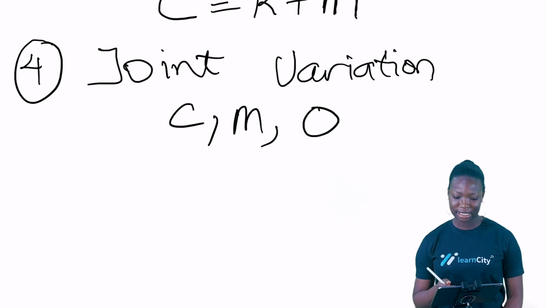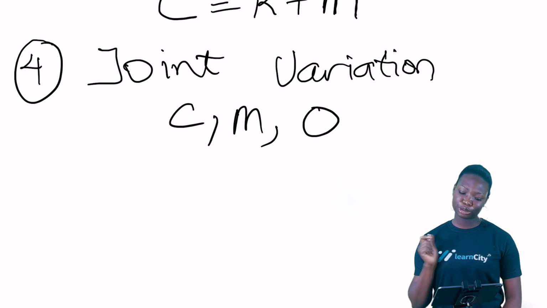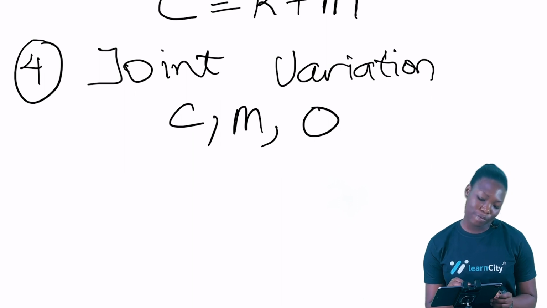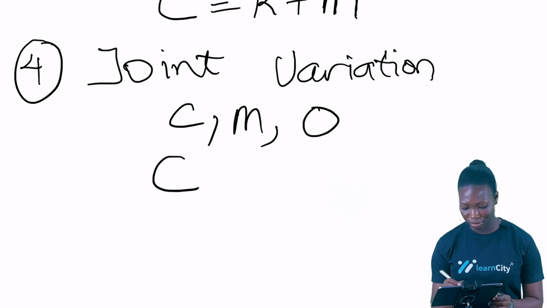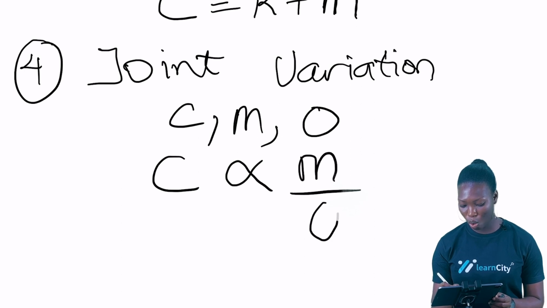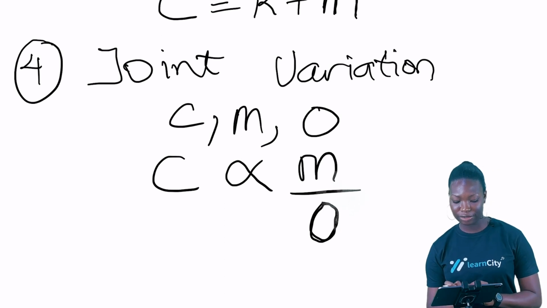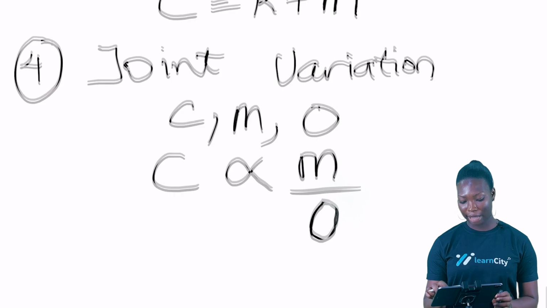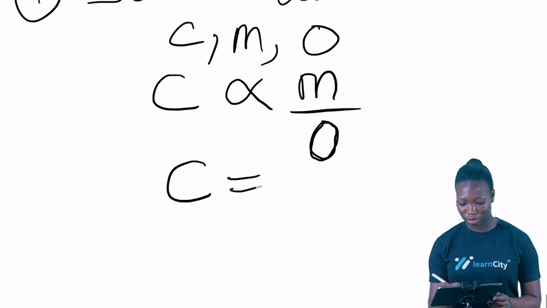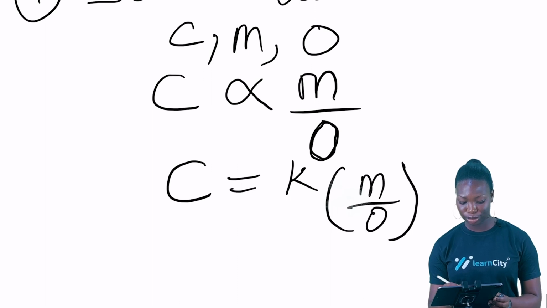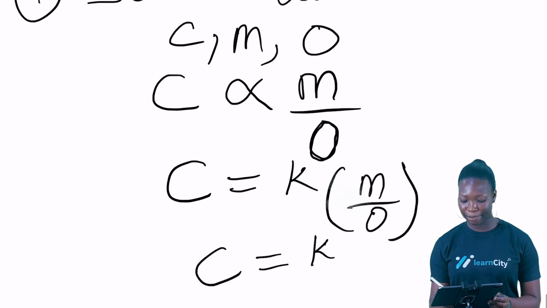Now, how do we pick the relationship between C, M, and O? In this case, C varies with M over O. Three numbers. C varies with M and O. So our C here is equal to K into brackets M over O. So our C here is KM over O.